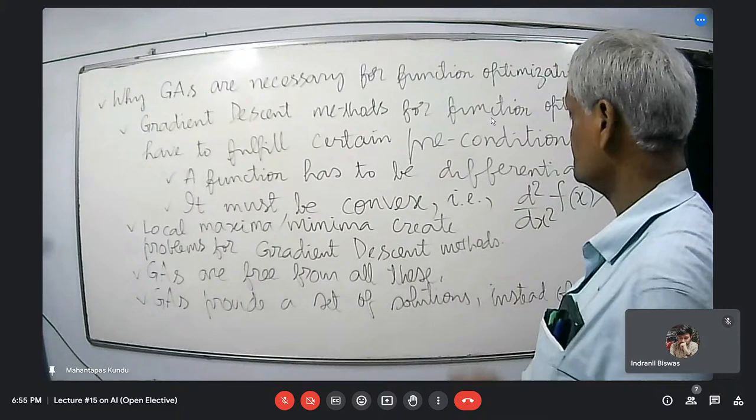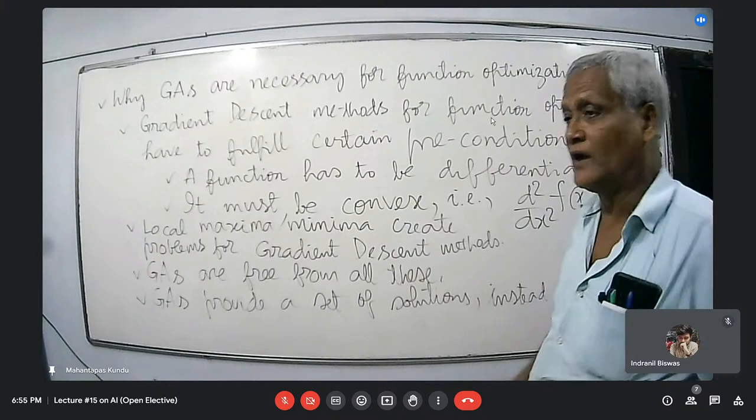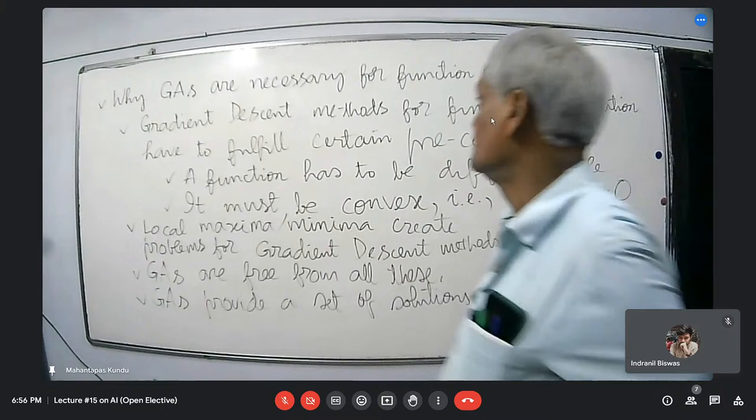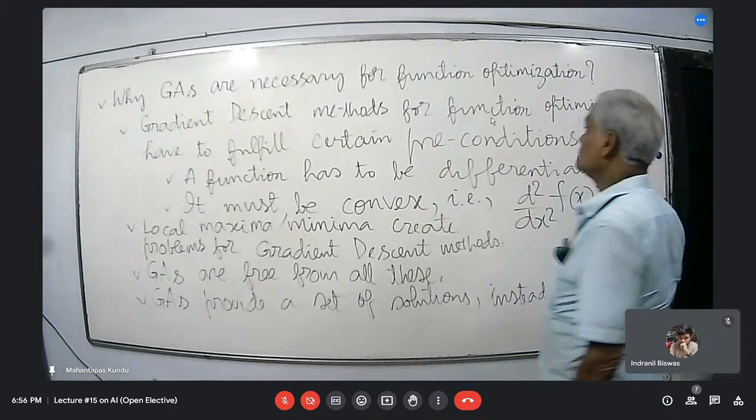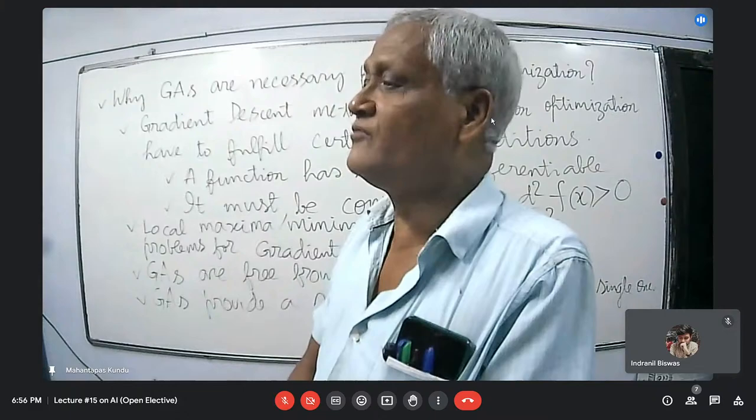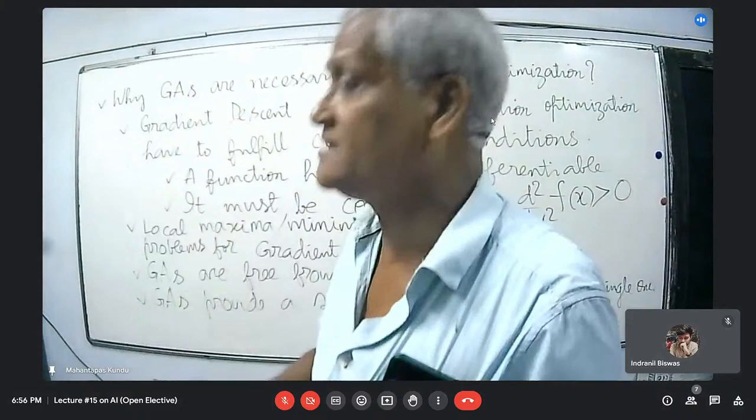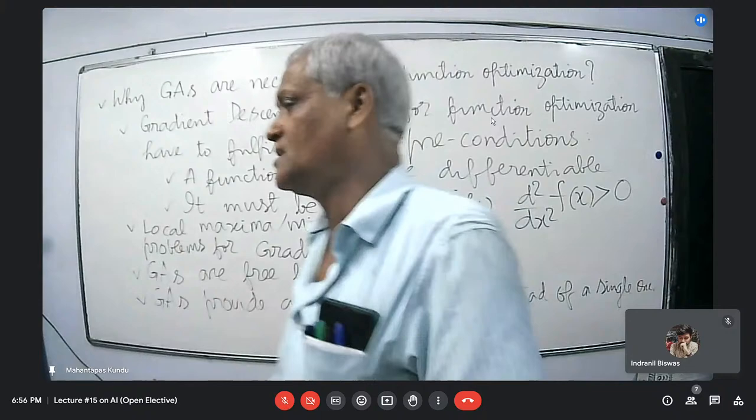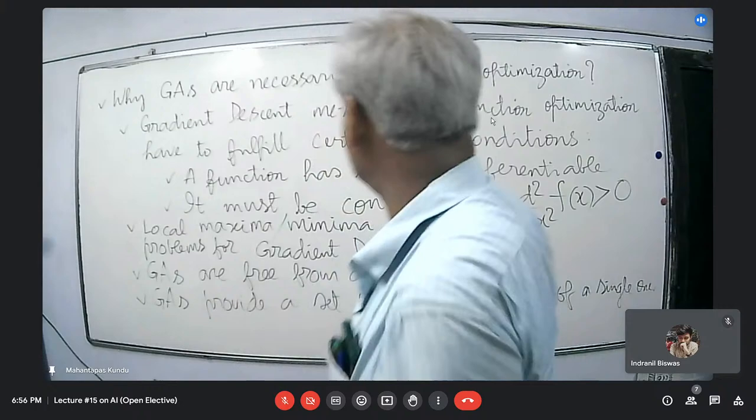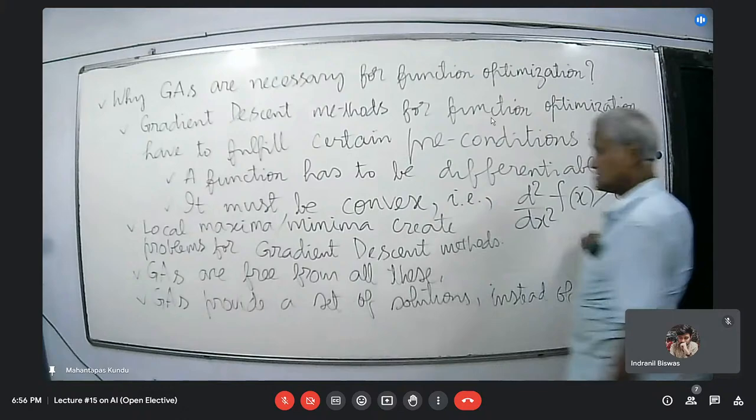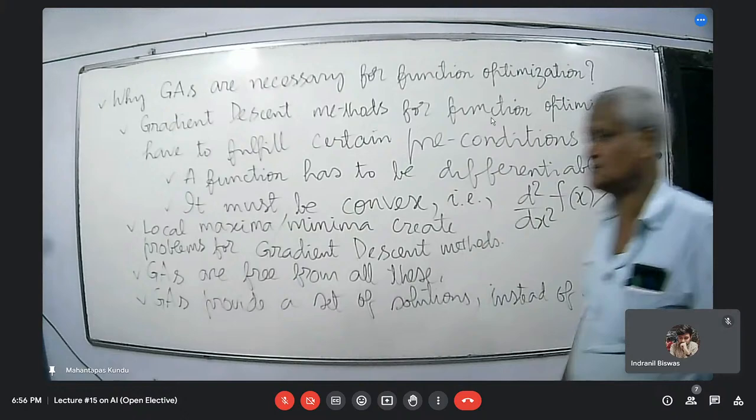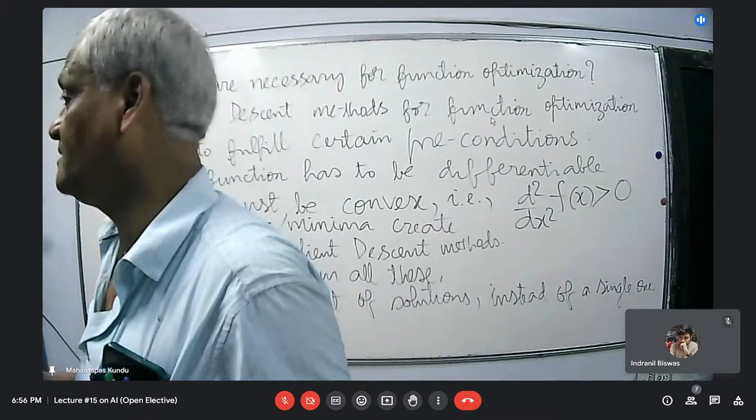Next, I would like to explain why GAs are necessary for function optimization. Now, gradient descent methods for function optimization have to fulfill certain preconditions. What are those? Firstly, in the interval in which we need to optimize the function, the function should be differentiable. That is, at all points over that interval, the derivative of the function should exist. And secondly, it must be convex. That is, the double derivative of the function should be greater than zero. So these are the two preconditions which we need to fulfill if we want to apply gradient-based method for function optimization.